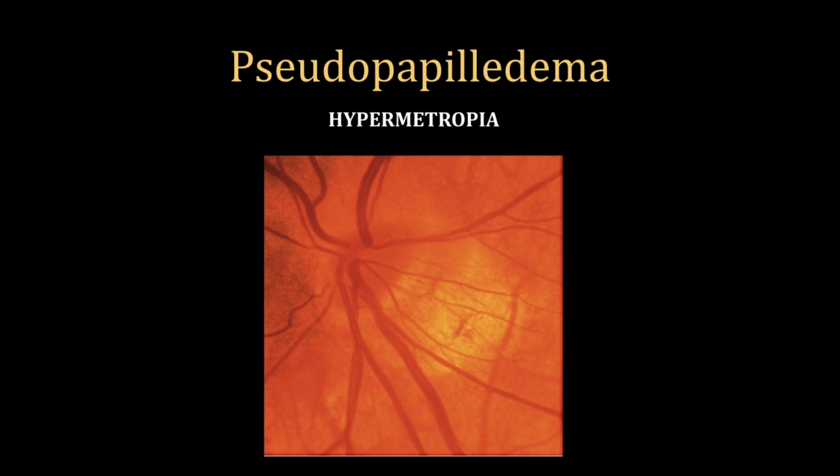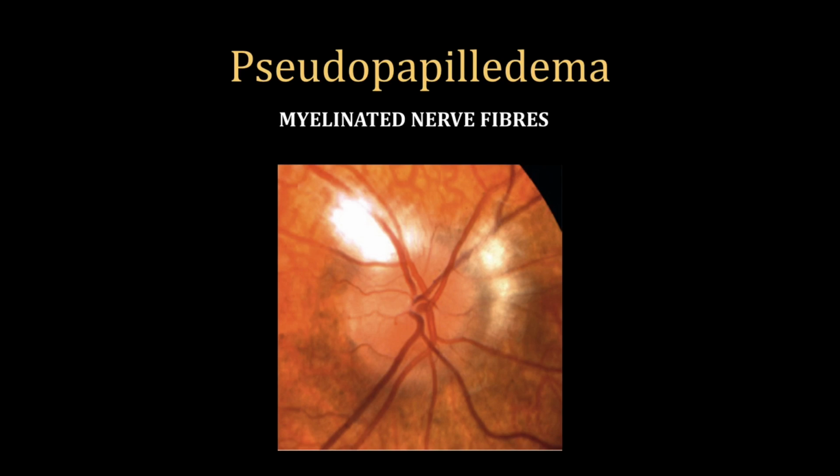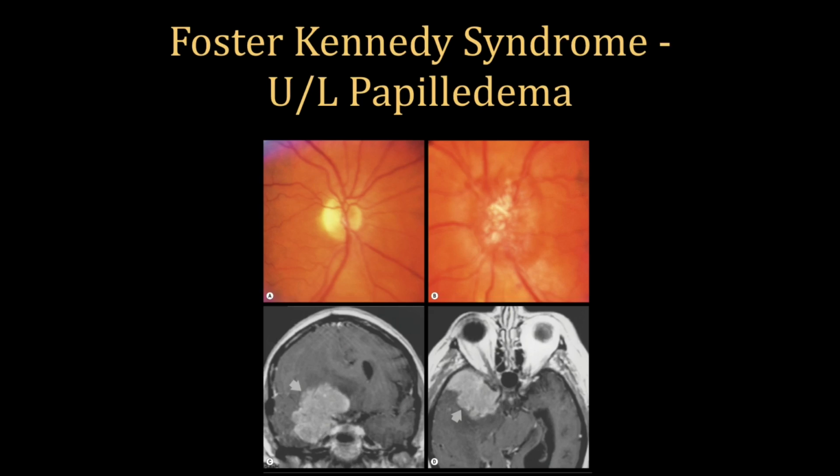The second differential is hypermetropia, very common, because very often we might see some patients which look like a disc edema, but in fact it is a tilted disc. There's going to be a tilting of the disc. The disc is tilted, the disc is small. You have to always think about hypermetropia. And again, myelinated nerve fibers is another differential diagnosis. You can see the myelinated nerve fibers here. This may mimic papilledema, but in fact they are pseudopapilledema.